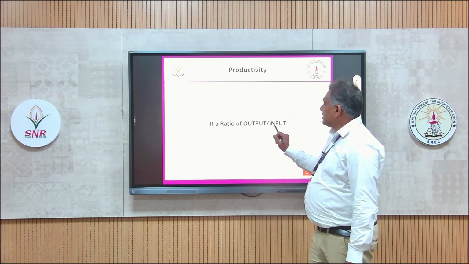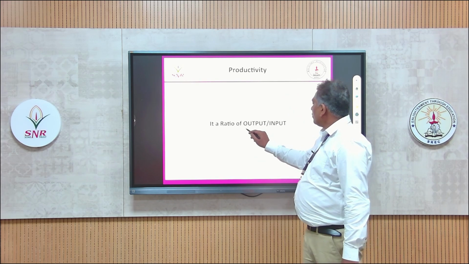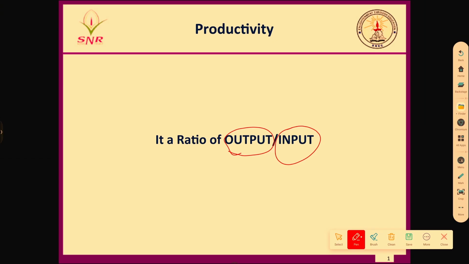Productivity is mathematically termed as output to input. It's the ratio of output to input. It doesn't have any units. To understand this better, we take an example of a business system for further understanding of the concept.